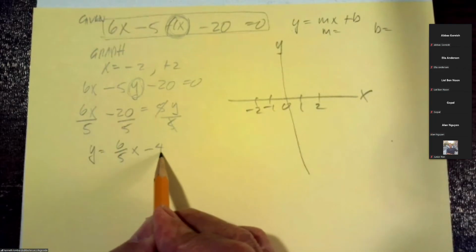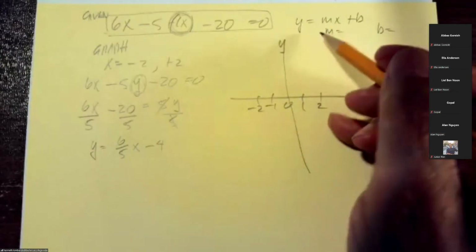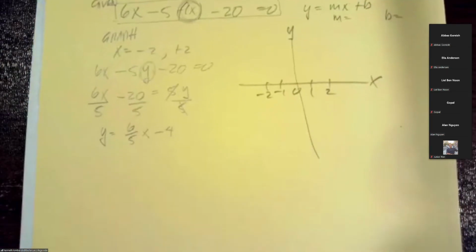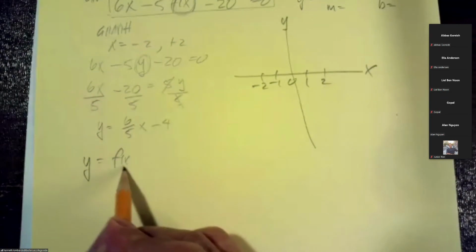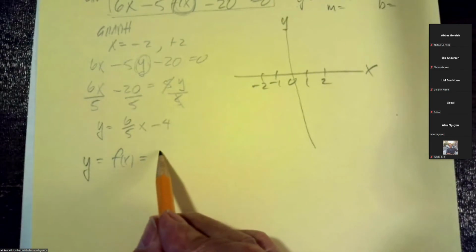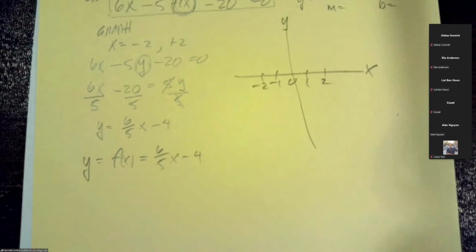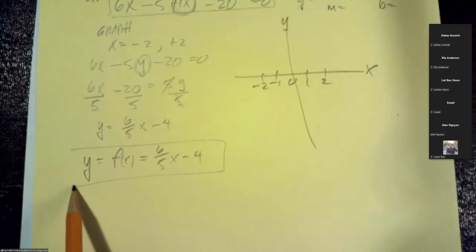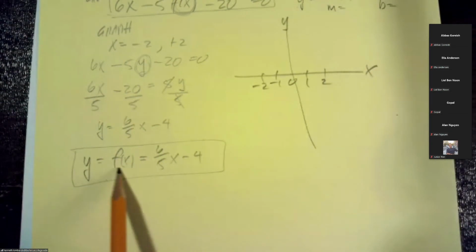Wait, so f of x turns into y in that equation? Is that how it works? Well, remember when we're setting up our equations of a line and we say y equals some function of x equals 6 over 5x minus 4, for instance. Oh yeah. Remember that? Okay, yeah.